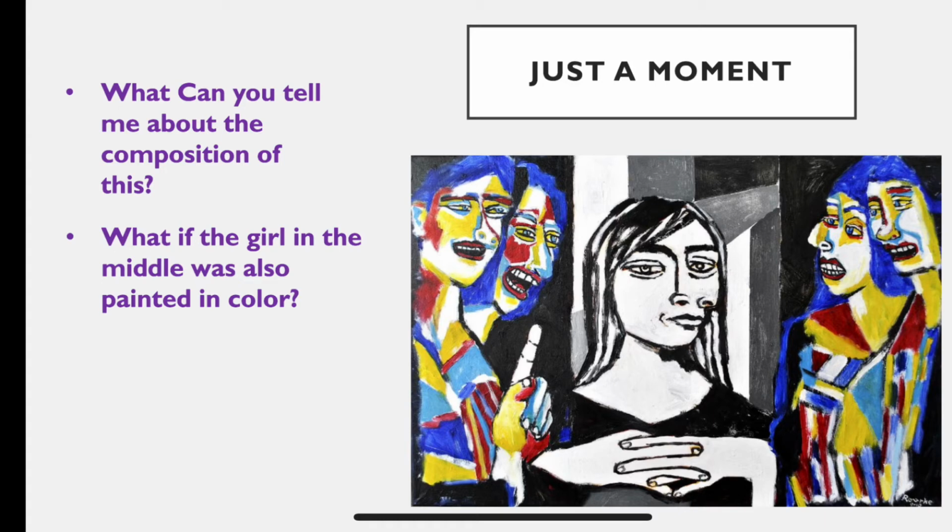What do you think that would change about the painting if the girl in the middle was not in black and white and was painted in color? Go ahead, Michael. What do you think? Oh, you got it, buddy. Exactly. You're right.